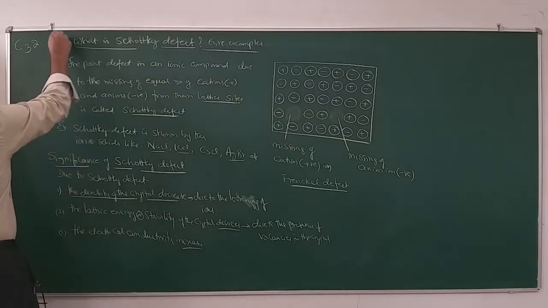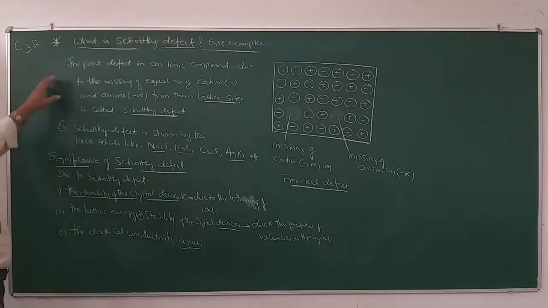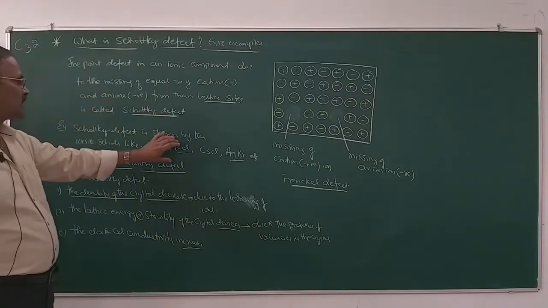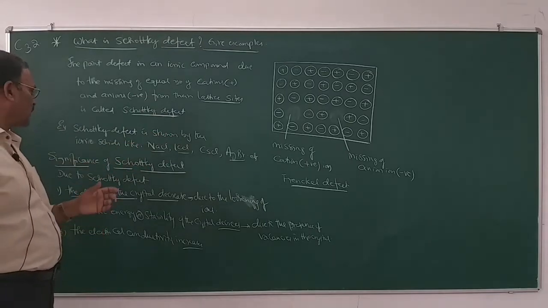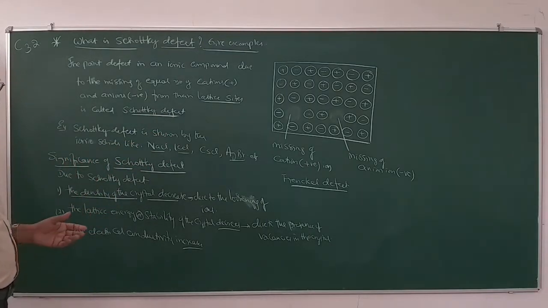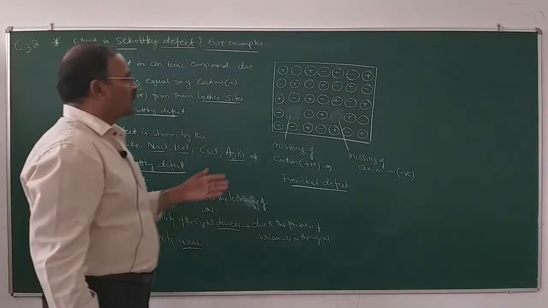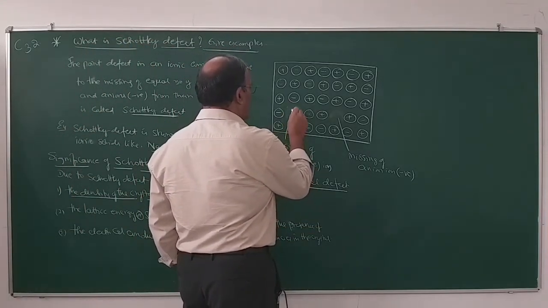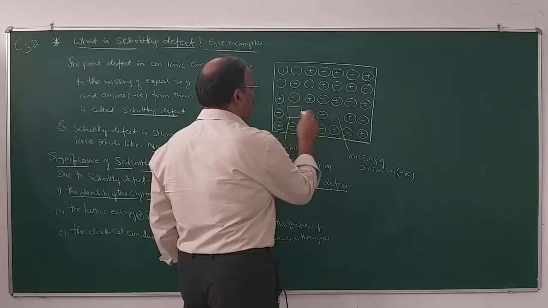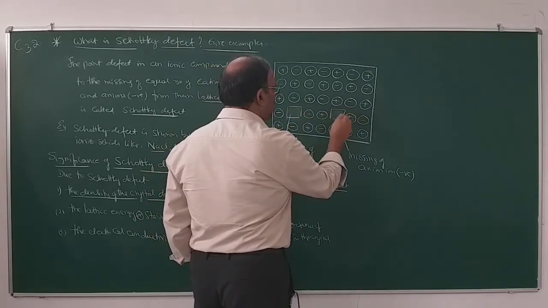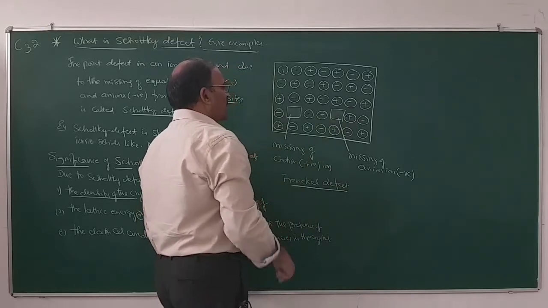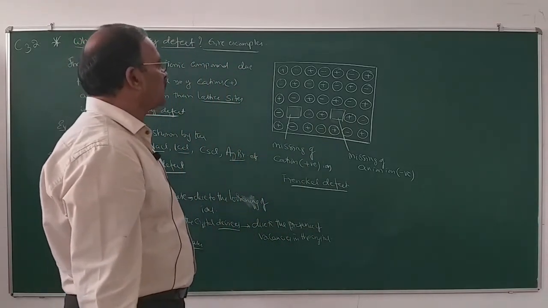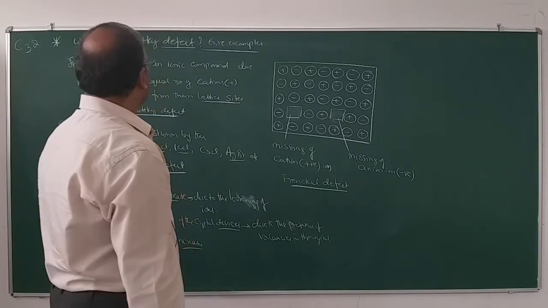These are all very important. You may be asked to define Schottky defect, give examples of solids having Schottky defect, and state the significance of Schottky defect. This is how we can show the Schottky defect. Here a positive ion is missing, here a negative ion is missing. Missing of equal number of cations and anions from the crystal is known as Schottky defect.